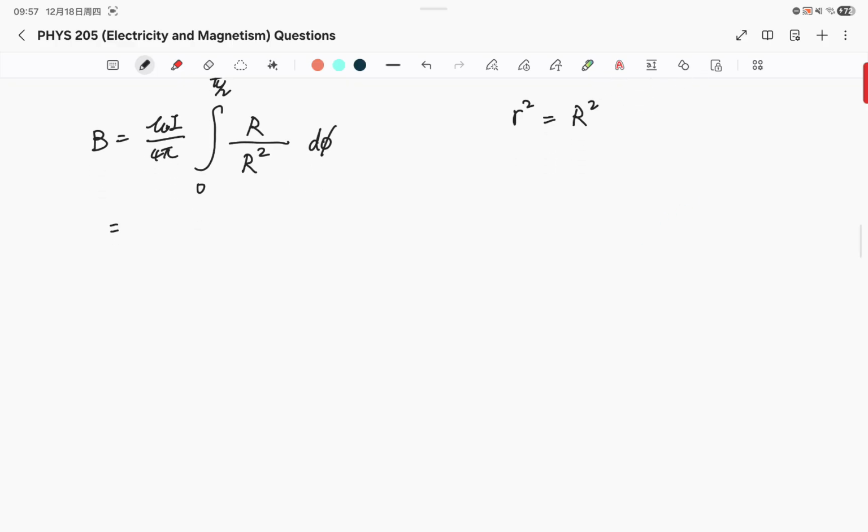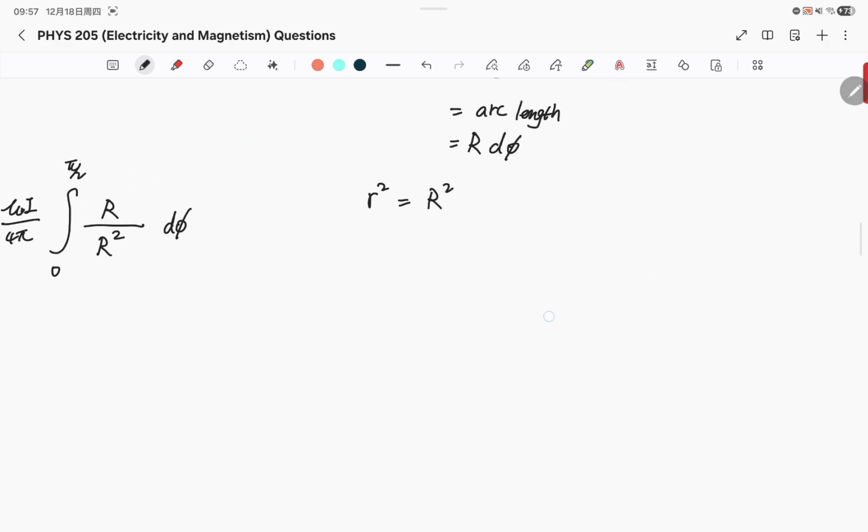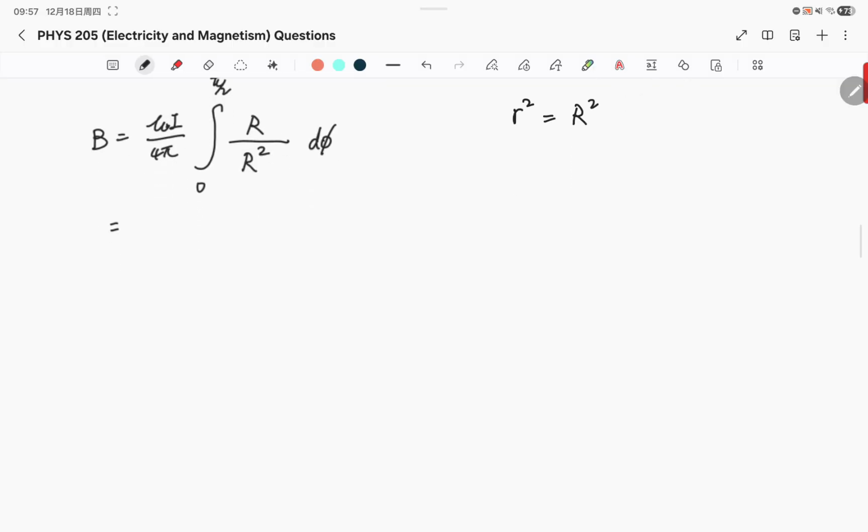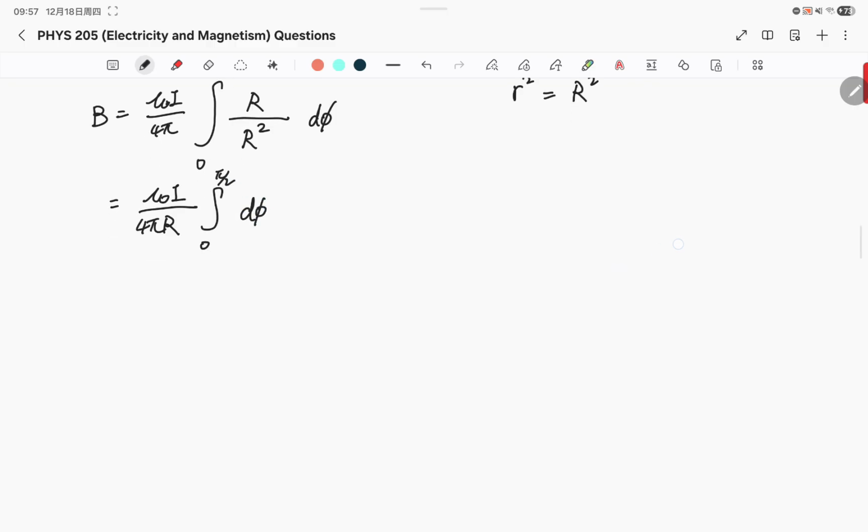And pay attention that we are integrating with respect to phi. So only phi should be left inside the integral. Everything that's not phi is a constant, and a constant goes outside. And r, since r represents radius, and the radius never changes, r is a constant and goes outside. Integral from 0 to pi over 2 with respect to phi.